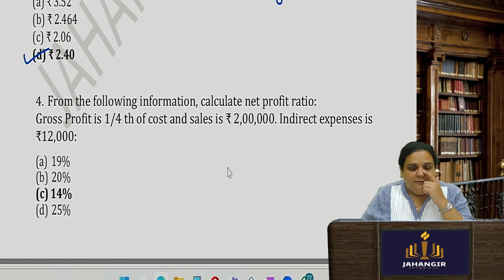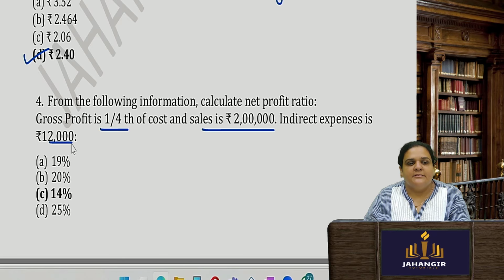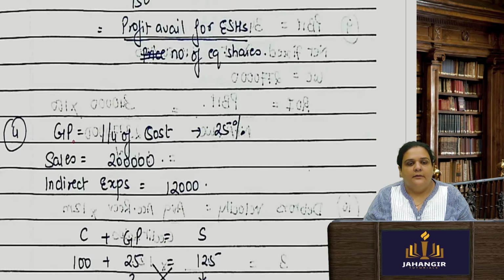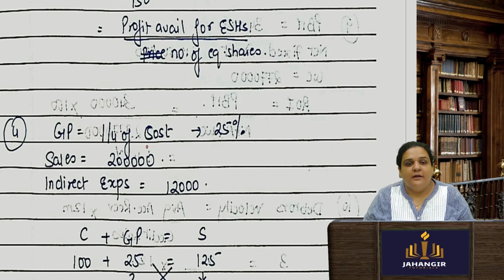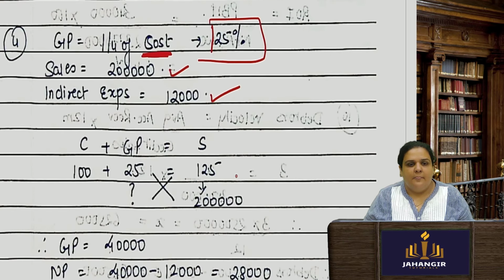From the following information, calculate net profit ratio. Gross profit is 1/4 of the cost, and sales is rupees 2 lakhs. Indirect expenses is 12%. Okay, net profit ratio we need. Alright. Gross profit is 1/4 of the cost. 1/4 means 25%. Sales given, indirect expense given.